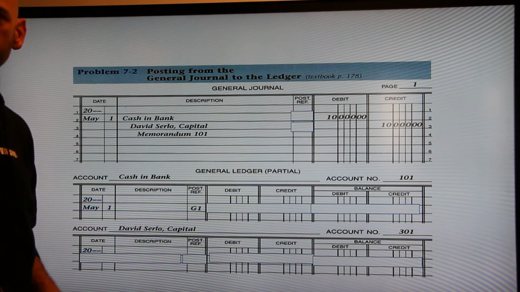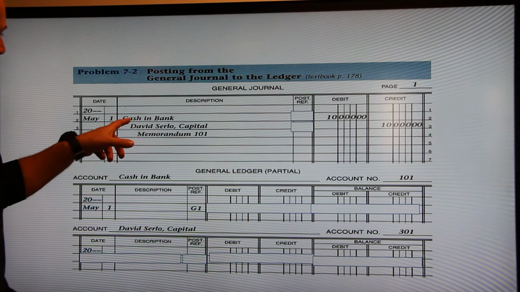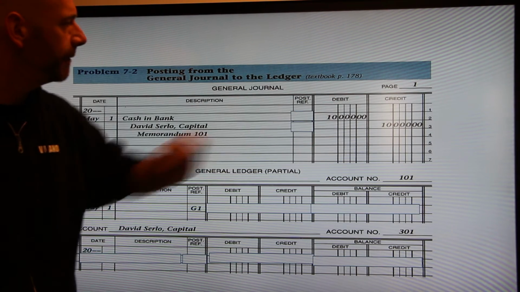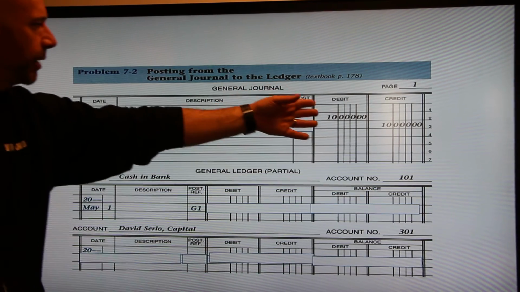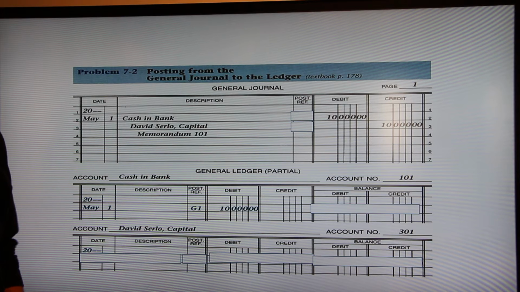The first two columns are used for whatever happened in that transaction. So if we look back, we can see that cash and bank was debited for $10,000. So since we know it's on the debit side here and it's $10,000, over here, we would do the same thing and we would put $10,000 on the debit side.